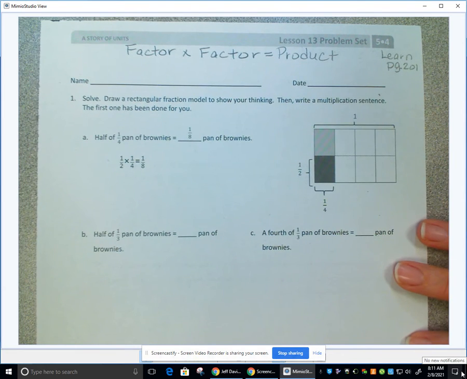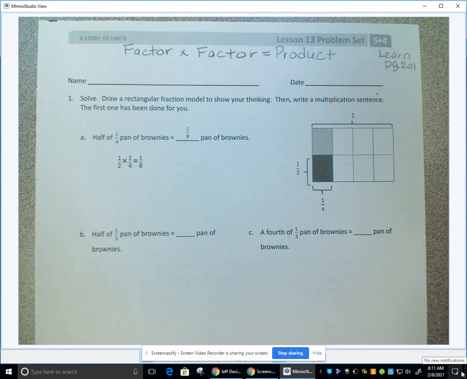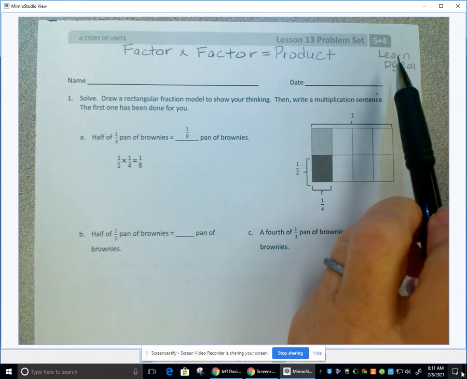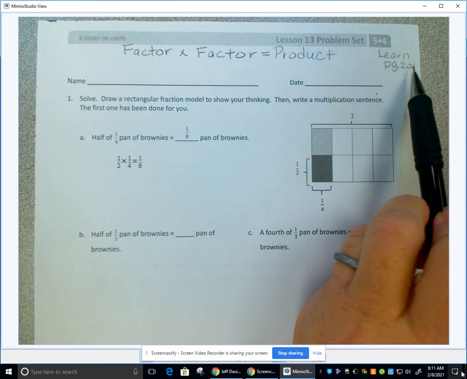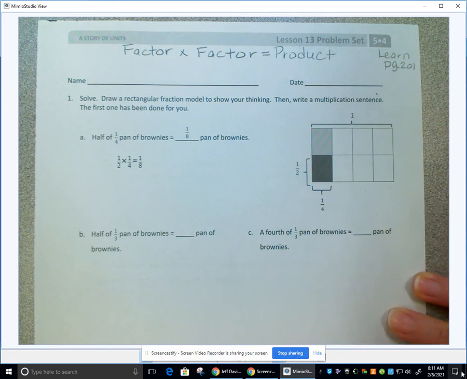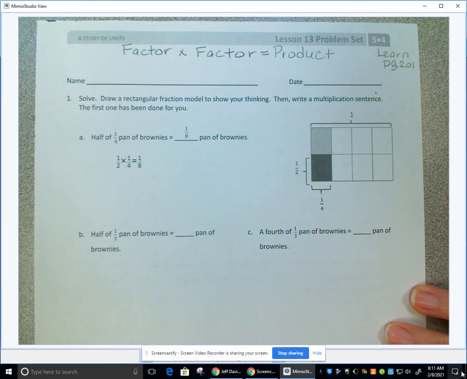Okay, we are talking today. We're going to be multiplying fractions. That's what we'll be talking about today. And I am on page 201 in the Learn book. So if you need to pause it to open your book to that page and get ready.